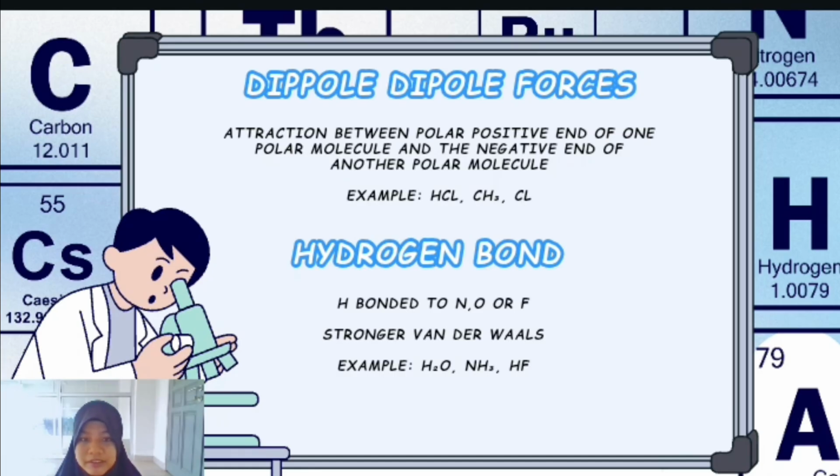Hydrogen bond. Hydrogen bond is when H bonds to N, O, or F. It has stronger bonds. For example, H2O, NH3, and also HF.